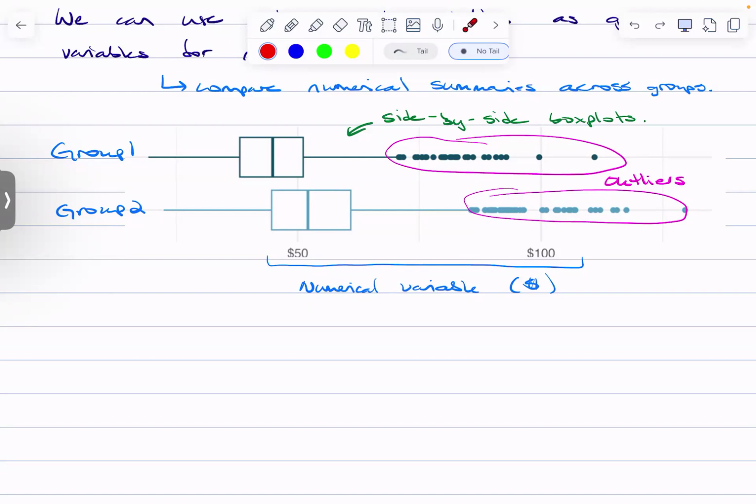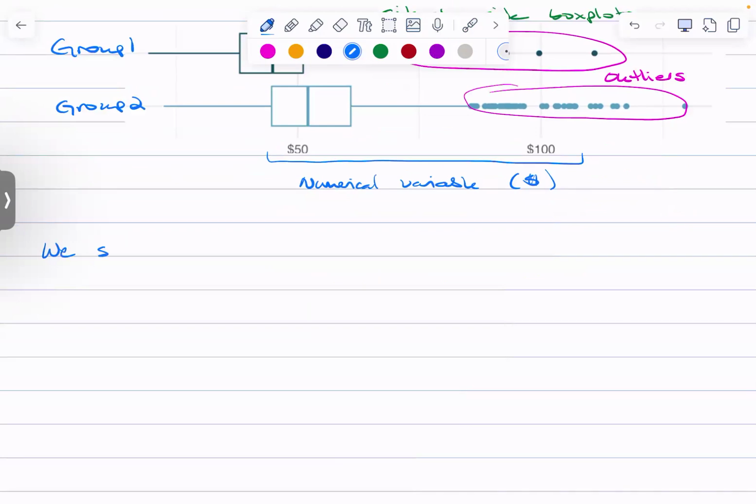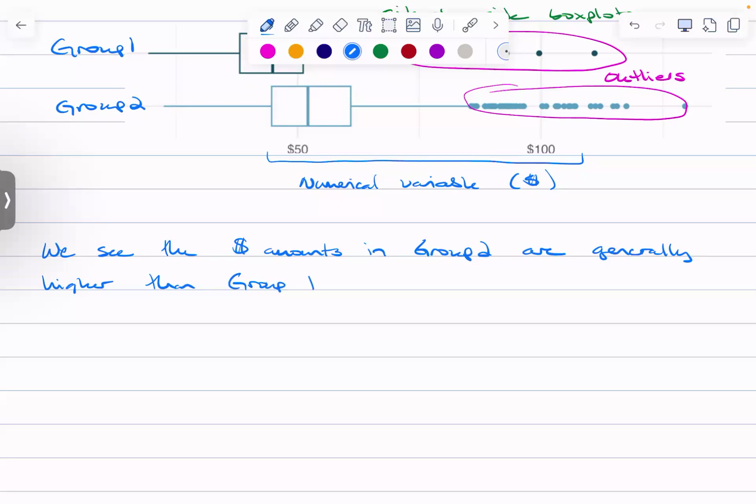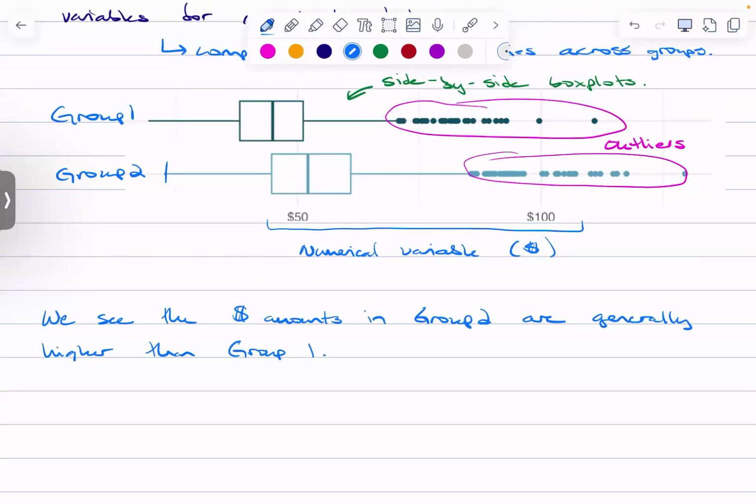And so here I'll see, all right, we see the dollar amounts in group 2 are generally higher than group 1. Right, from here to here versus here to here.